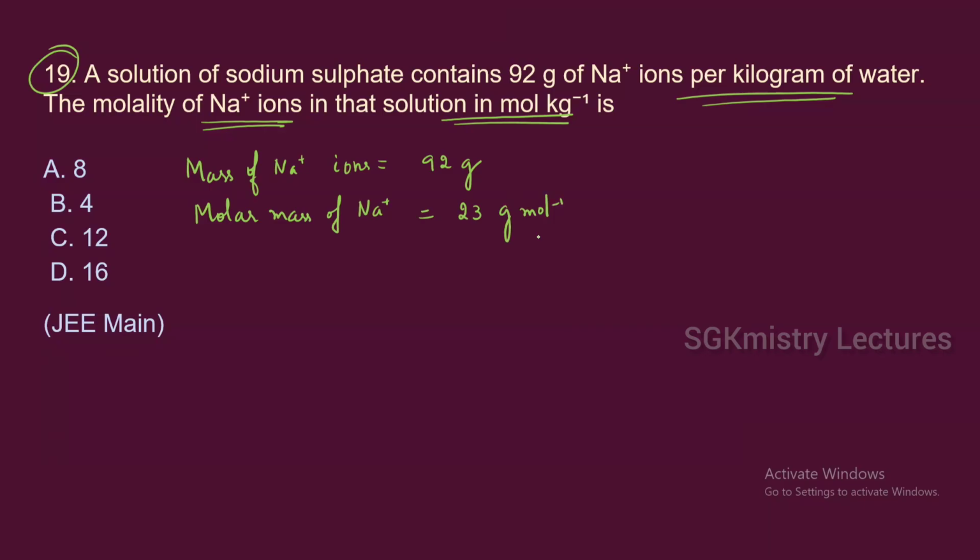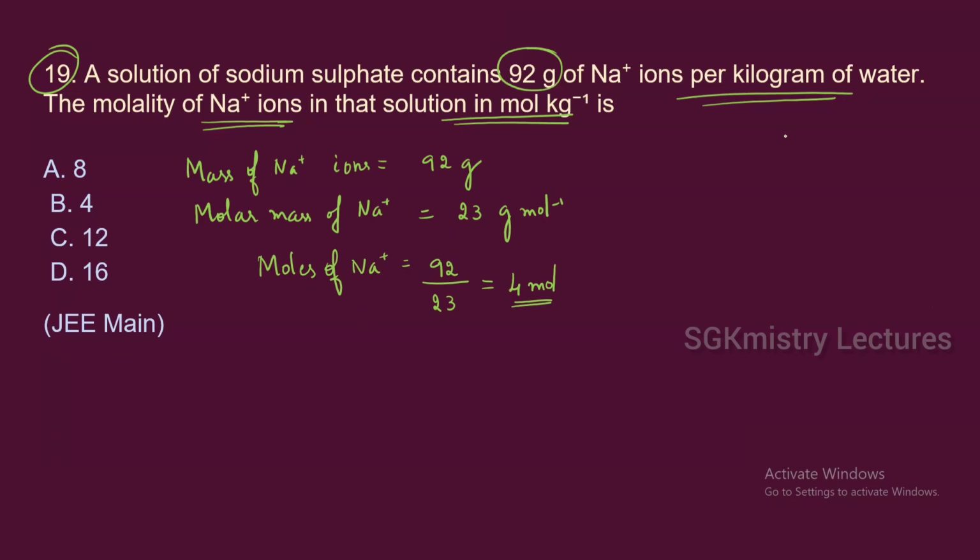So we need to find the number of moles because molality is nothing but the number of moles of the solute divided by the mass of the solvent in kg, right? So let us calculate moles of Na plus. Given mass is 92 by molar mass is 23. So we have 4 moles, right? Now we need to find out in 1 kg of water how much is present. Now you see here 92 grams of Na plus is present per kilogram of water.